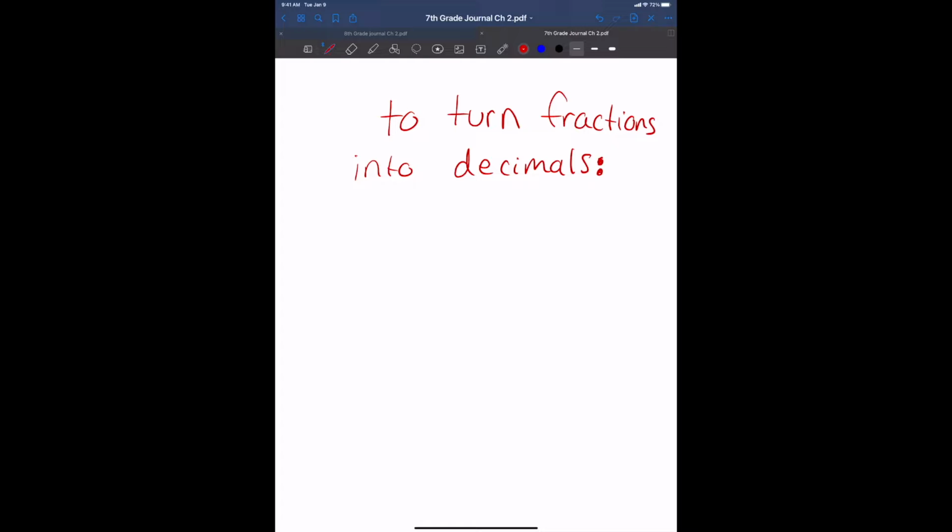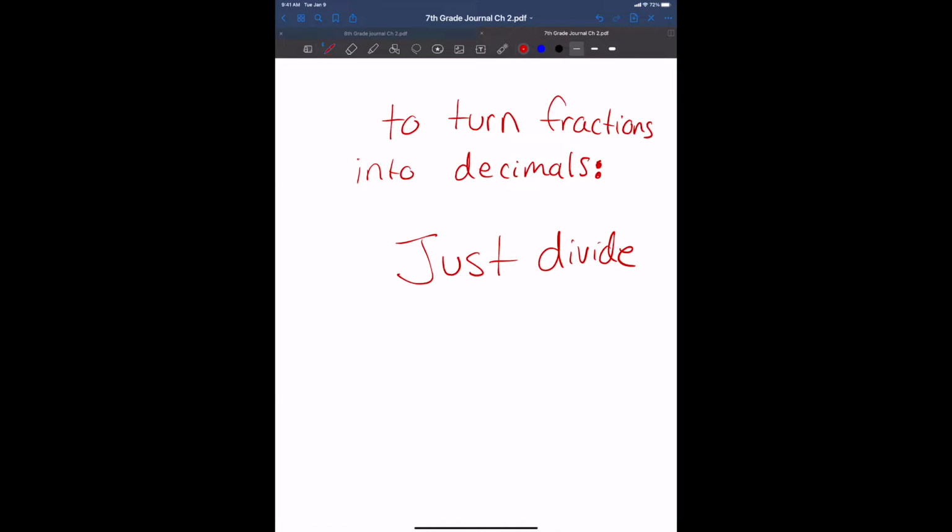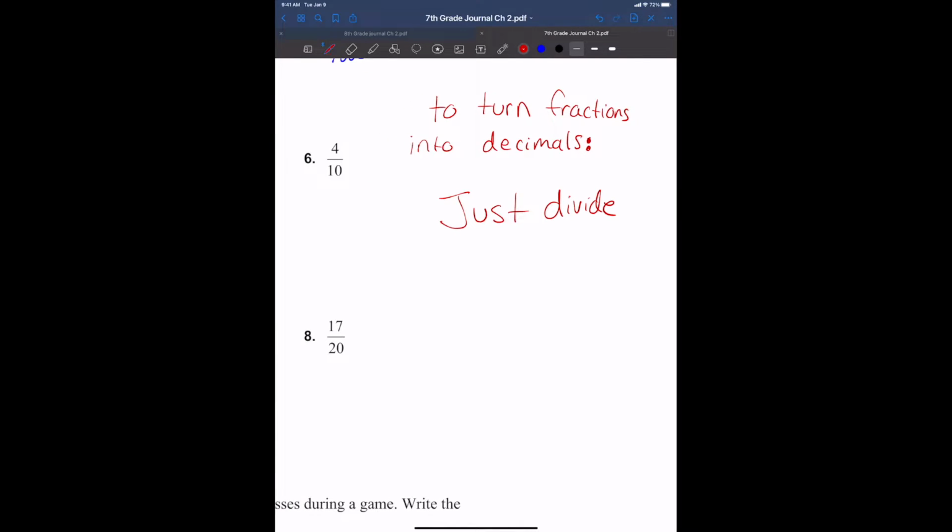Just divide. Yep, just divide. We did a little bit yesterday. Okay, good. You guys wrote that down? We did number 5 yesterday. Okay, and then what does that fraction bar actually mean? Divide. Yes, the fraction bar actually means divide.